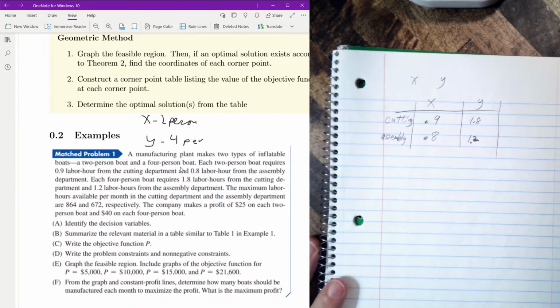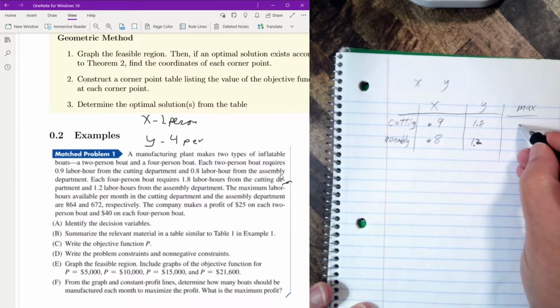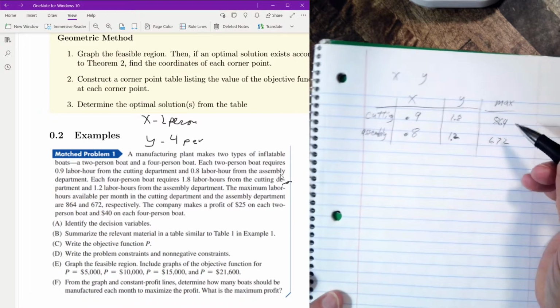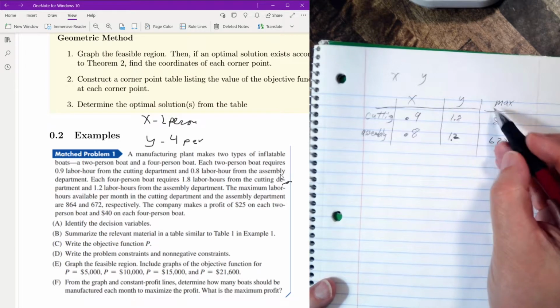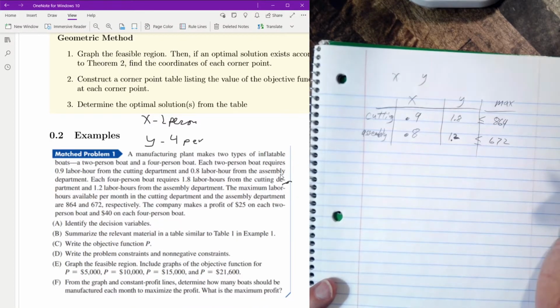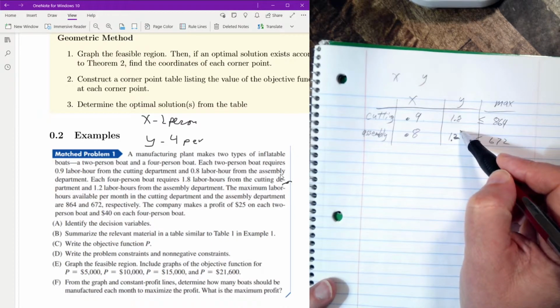Okay, what else do we have? We have a maximum. So we have maximum labor hours available in a given month. The max number of hours for the cutting department is 864, and for the assembly department is 672. This is set up as a linear inequality, so these have to be less than or equal to, and this is in terms of X and Y.